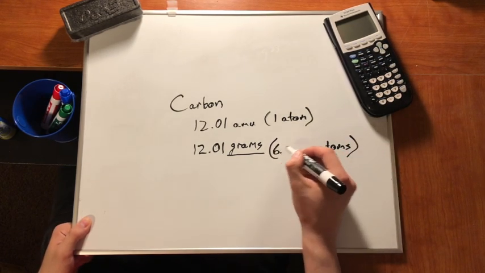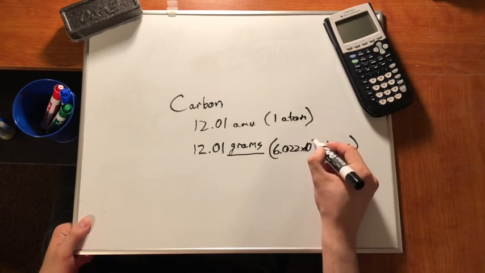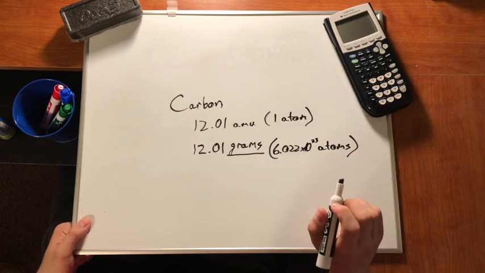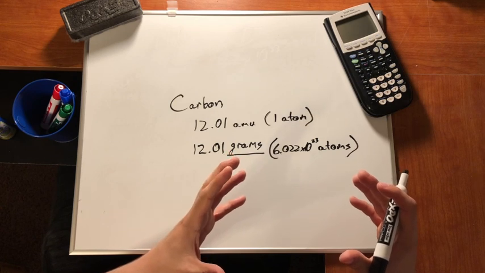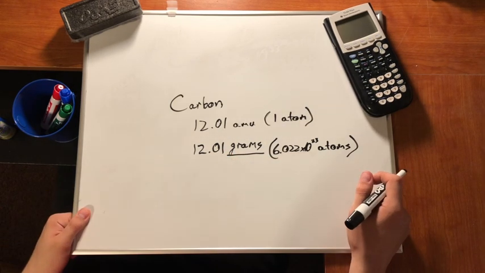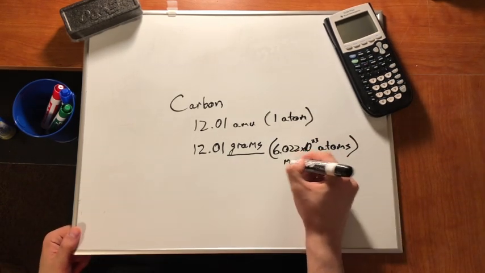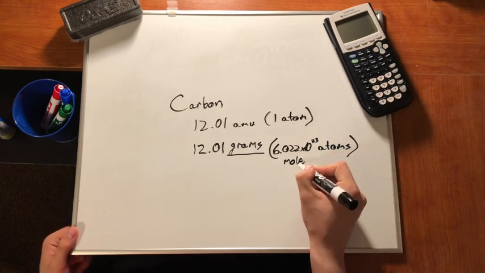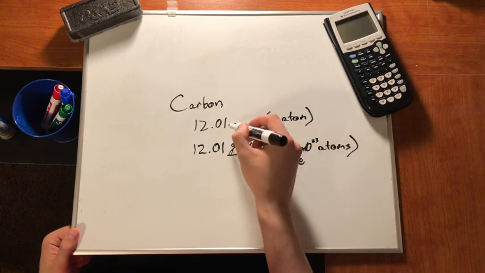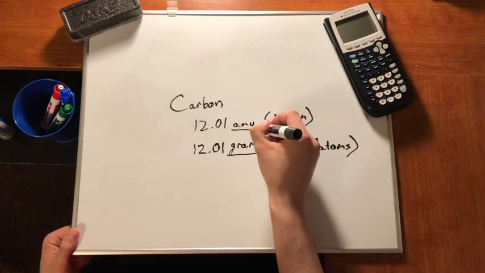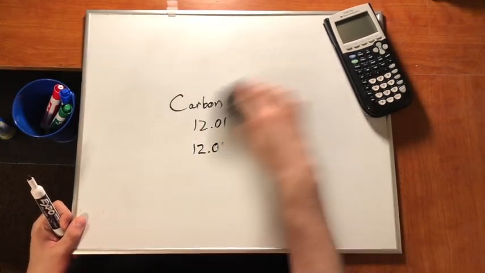If I have 6.022 times 10 to the 23rd atoms of carbon, the mass of all those atoms is going to be 12.01 grams. And so that's where the number of a mole comes in. A mole is the number of atoms that I need to turn the atomic mass of an element into grams. Let's do another one as an example to wrap our mind around this.